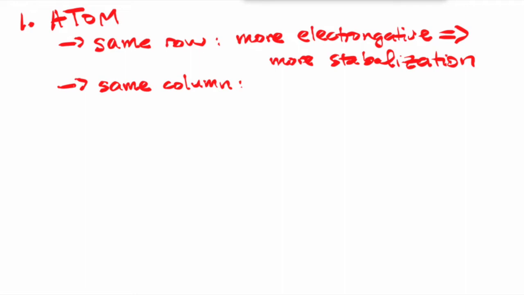A different effect dominates when the atoms receiving the negative charges are in the same column. Now electronegativity will not play a strong role anymore. Rather, it is the size of your atom. The larger the atom is, the better it is at stabilizing that negative charge. It can distribute it around because it has more space to distribute the negative charge.